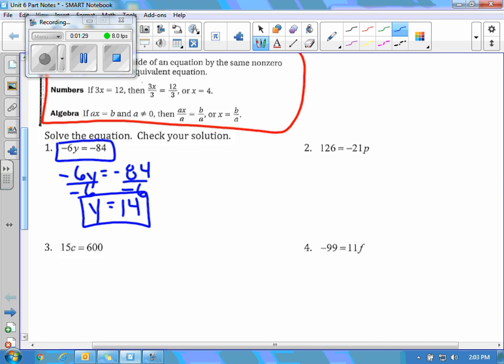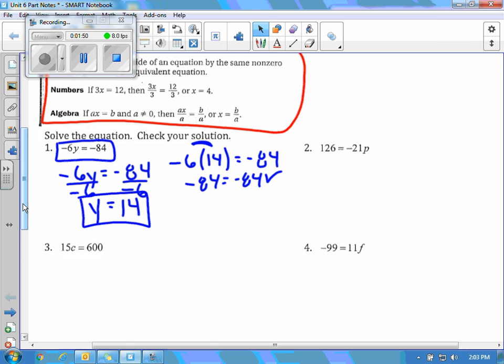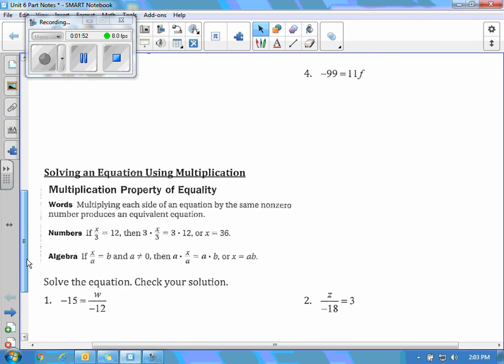Now, of course, I need to check that, so I have negative 6, I'll plug in 14 for y, equals negative 84. Remember, when I just have the numbers next to each other like this, that means I'm multiplying. Negative 6 times 14 is indeed negative 84, so I know I've done it correctly. Numbers 2 and 3 I'll leave for you. I'm going to come down here and do number 4.